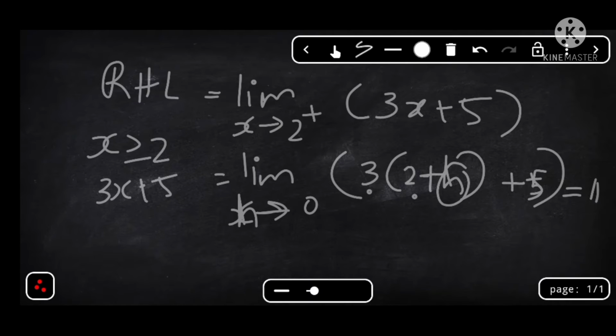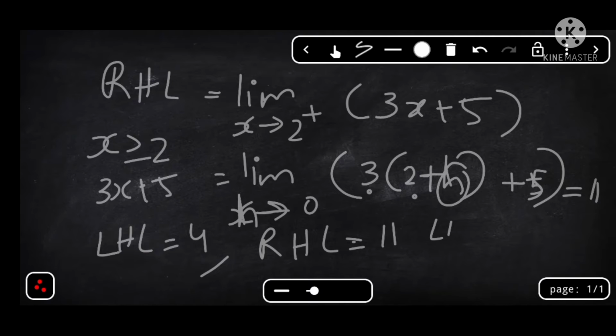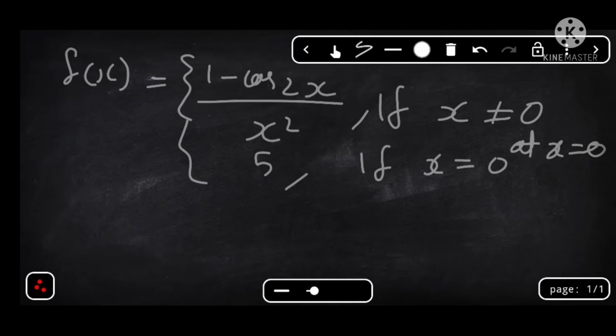So from this, what can we say? LHL value was 4. RHL value was 11. So LHL is not equal to RHL. Hence, we can say that f of x is not continuous at x equal to 2. So this is our next problem.